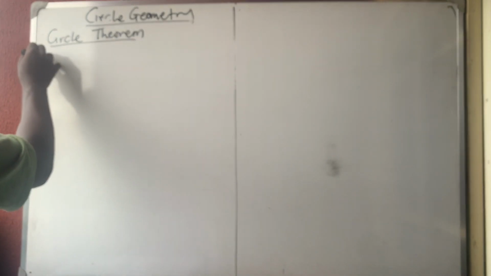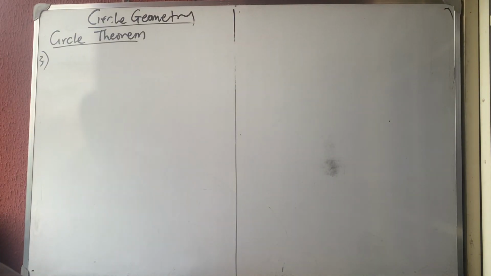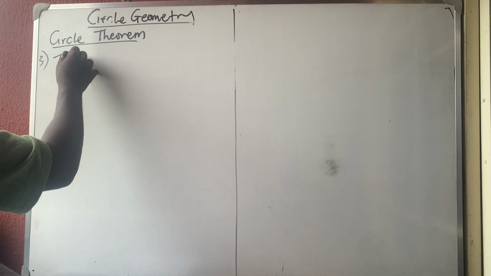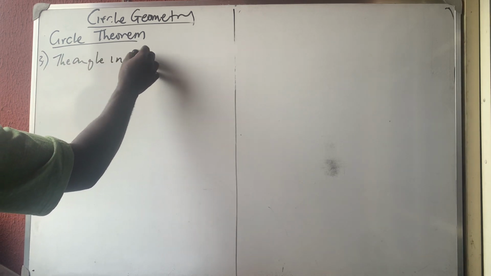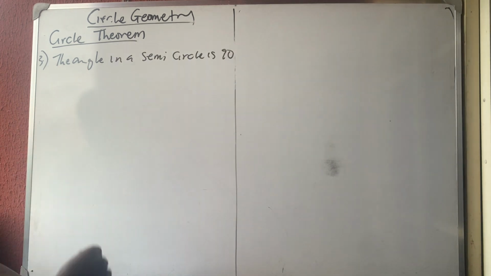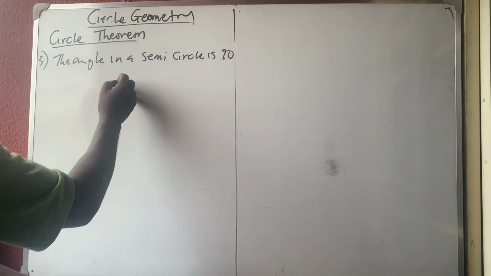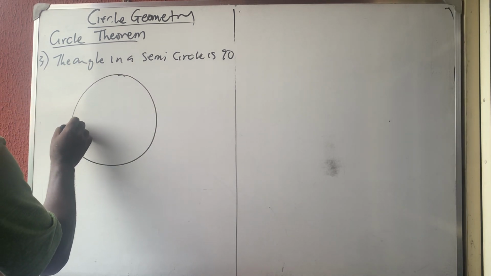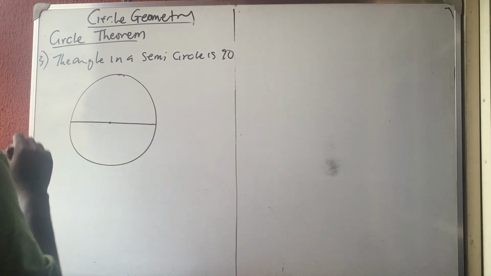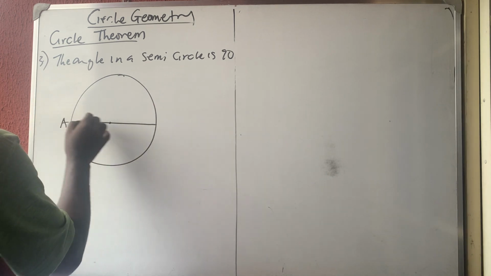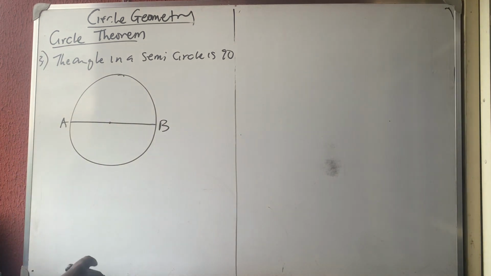Number 3 said the angle in a semicircle is 90 degrees. Okay, now that one is very simple, and I'm not doing any proof on that. Whenever you have a diameter, it must be a diameter. Do you remember what a diameter is? A diameter is simply any line that passes through the center of the circle, from one point of the circumference to the other side.